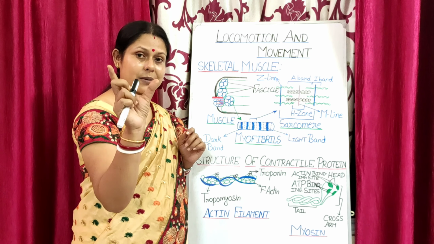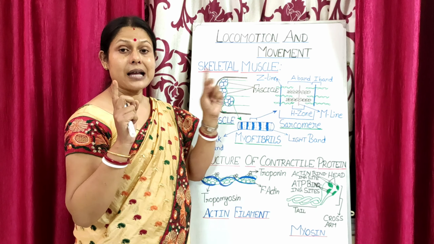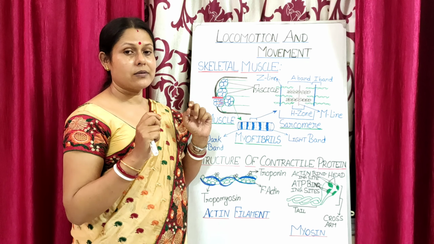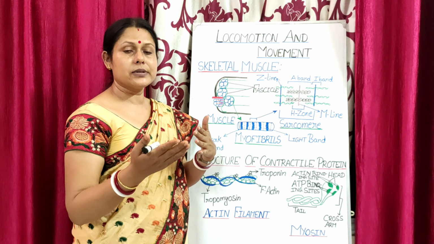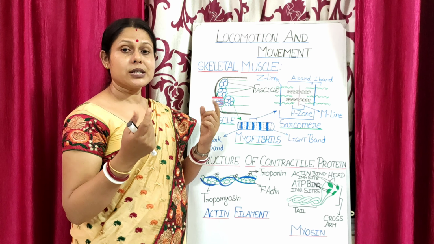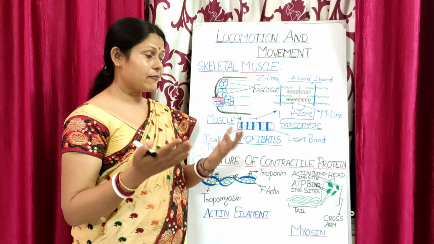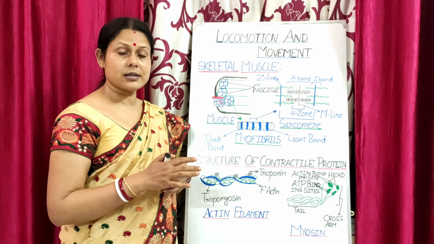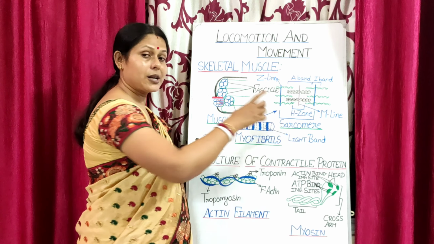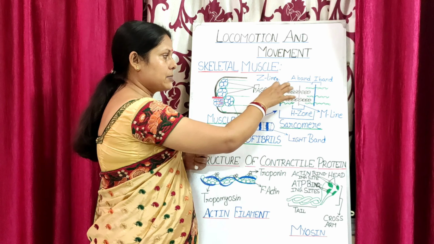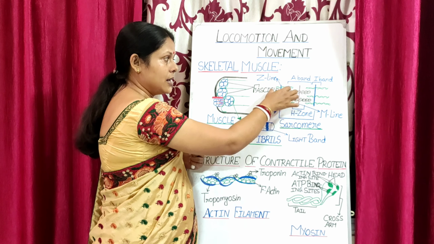So the segment between the two Z lines is known as your sarcomere, and it is the functional unit of our skeletal muscle. Like in the nervous system, the functional unit is the neuron, and in the excretory system, the functional unit is the nephron. So in the muscular system, in skeletal muscle, the functional unit is known as your sarcomere. And what does it comprise of? It comprises the two Z lines, that is, between the light bands.